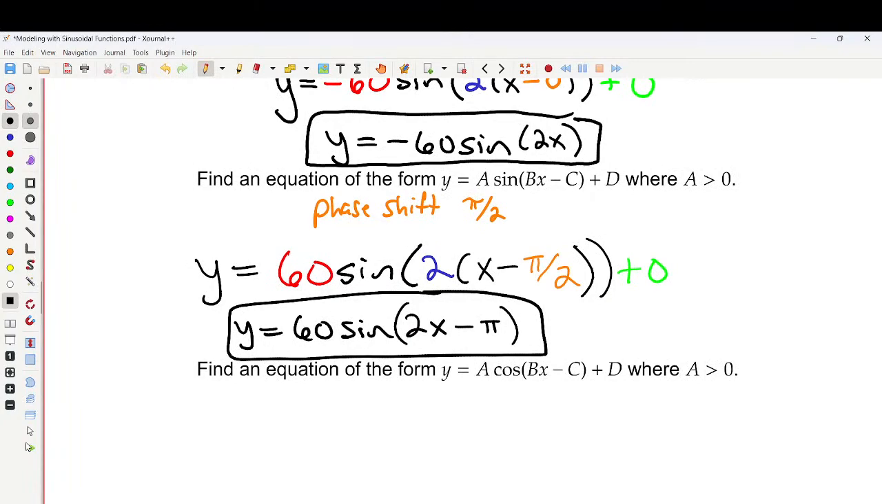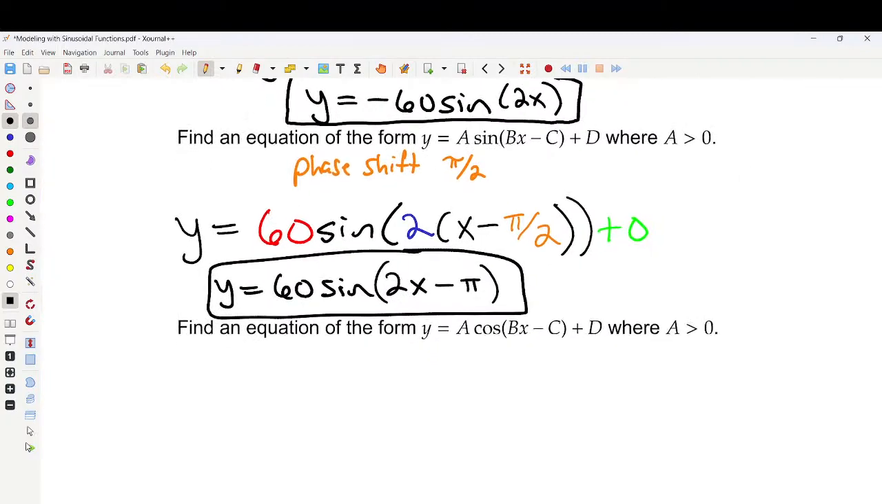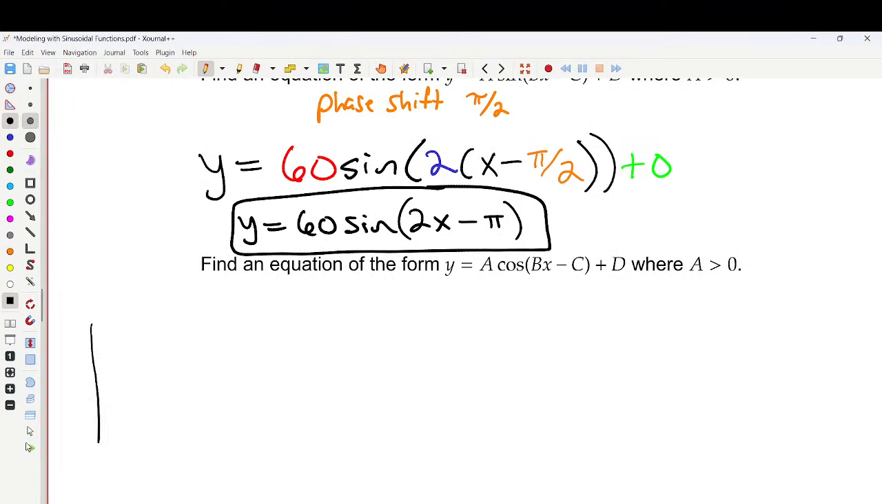And to further emphasize that every sine wave is also a cosine wave, let's write a cosine function for the same graph. What do I need to know about cosine? Well, it starts at its maximum. Great. It starts at its max. It ends at its max.